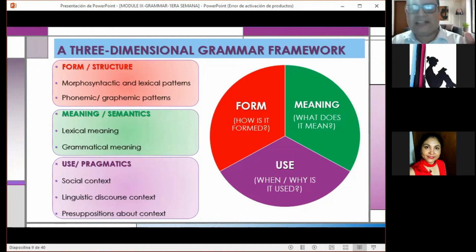Morphosyntactical and lexical patterns, phonemic and graphemic patterns, meanings, lexical or grammatical meanings, and different contexts. According to the social context, according to the linguistic discourse context, or presuppositions about context.